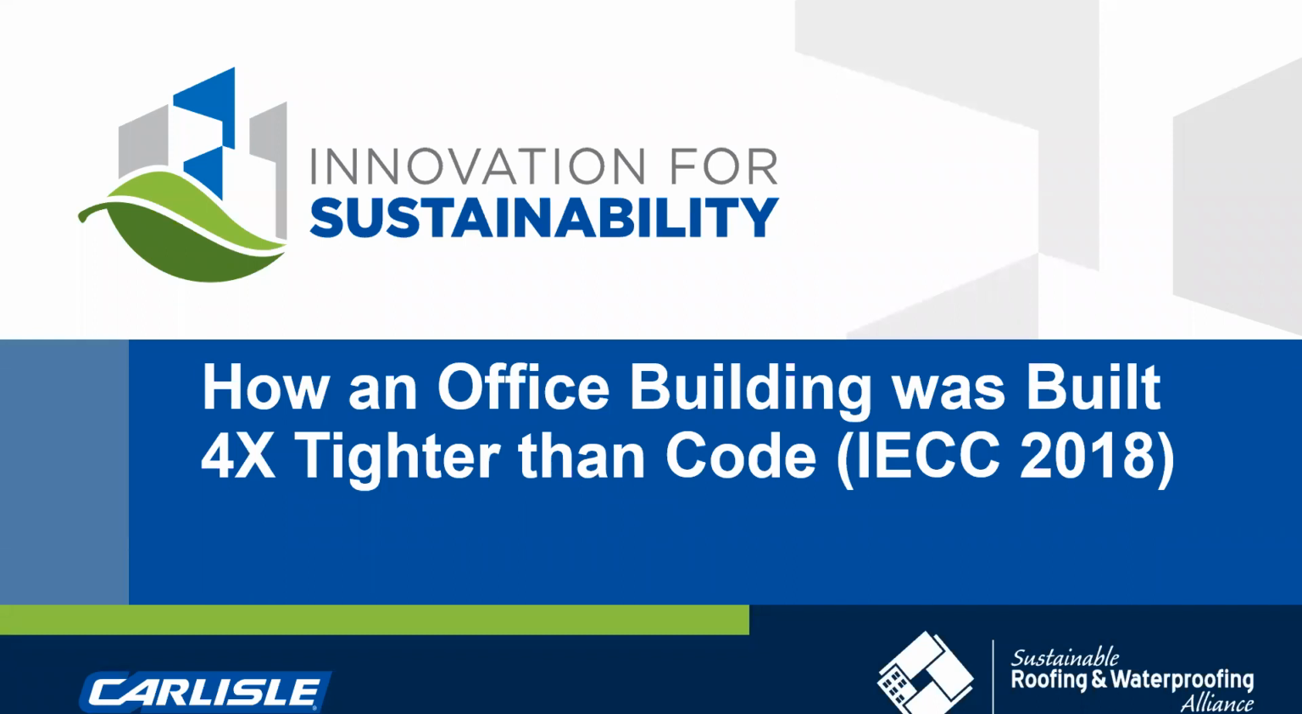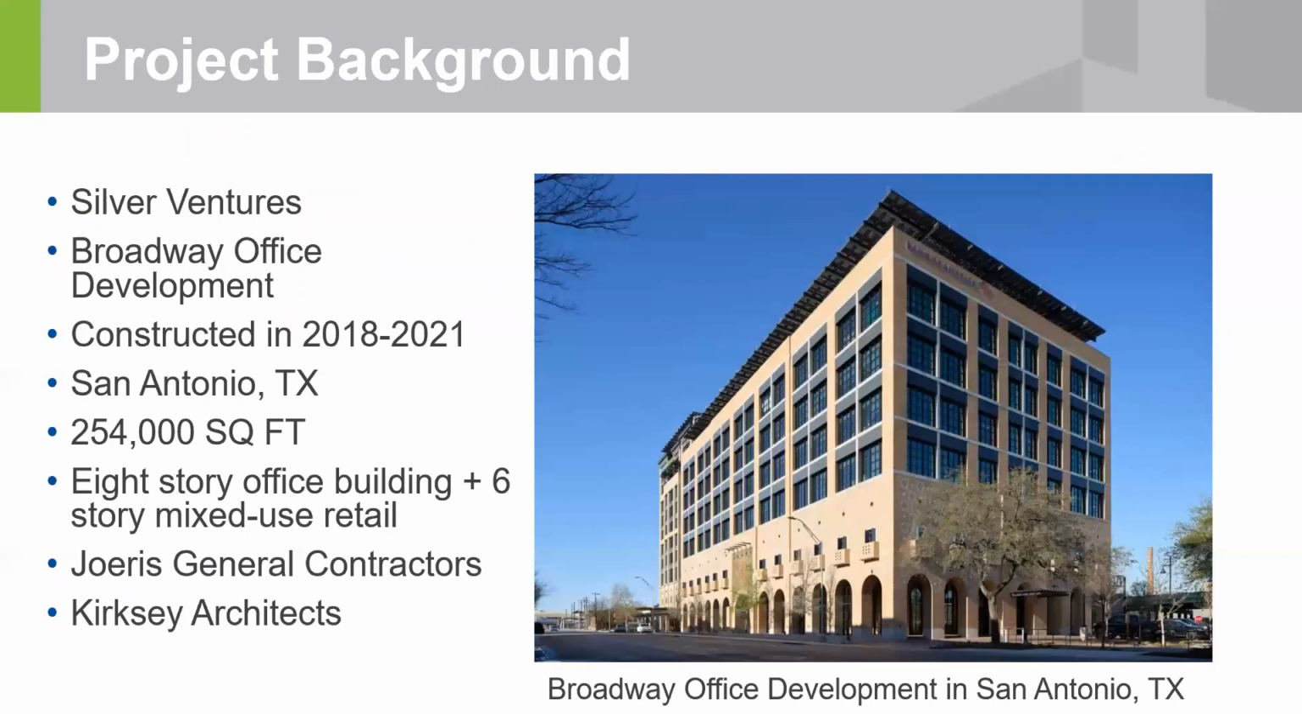And this is a case study on how an office building was built 4 times tighter than the code requirement, that being the 2018 version of IECC. So this is right here in the state of Texas. It's the Broadway office development complex in San Antonio. You can see it was constructed pretty recently. The owner was Silver Ventures.